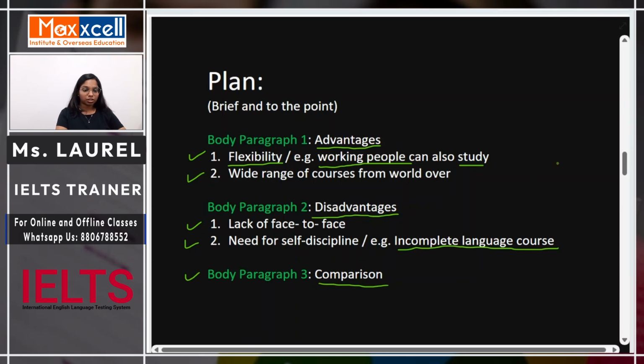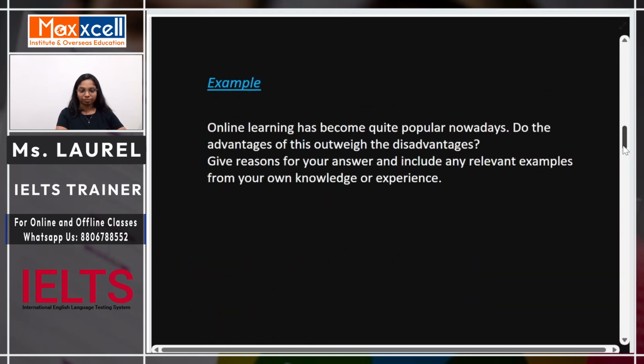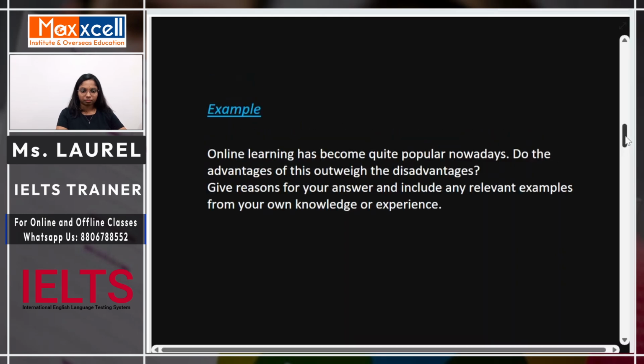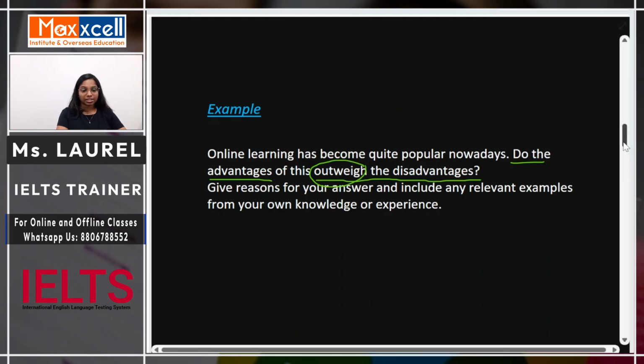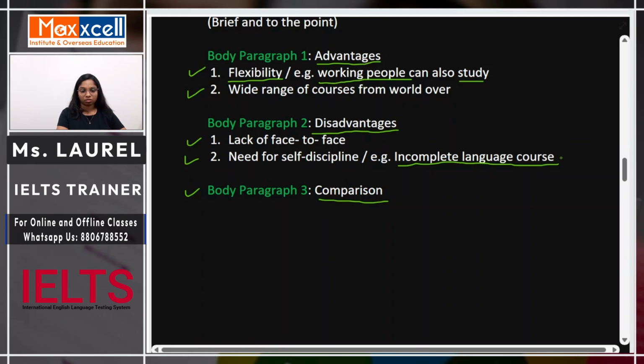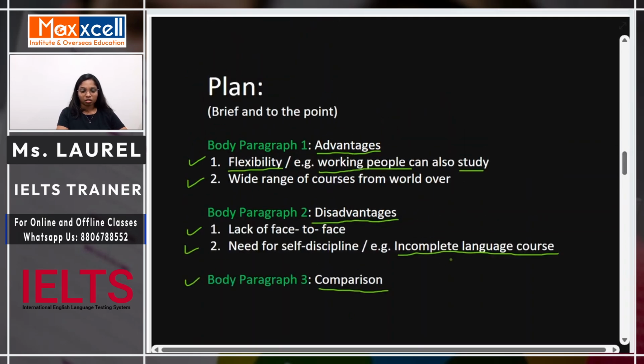Now, in case of this question type, let us look at the question again. Okay, the question here is, do the advantages outweigh the disadvantages? The word outweigh is very important here. That means that we need to compare if the advantages are more or the disadvantages are more. Which one is heavier in terms of impact, correct? So in case of this essay, the comparison paragraph becomes non-negotiable. You need to have the comparison paragraph.